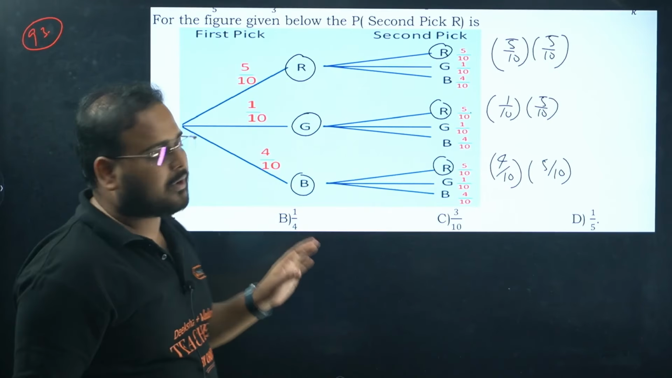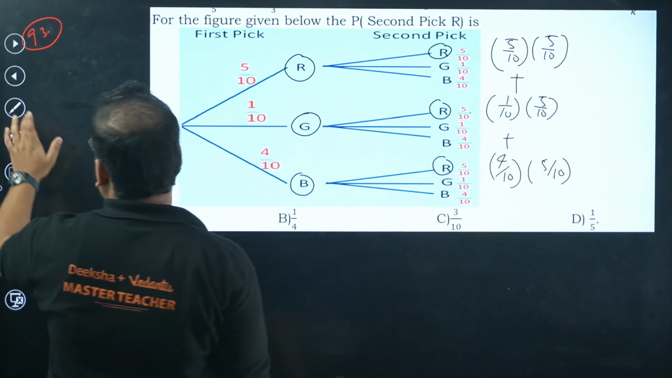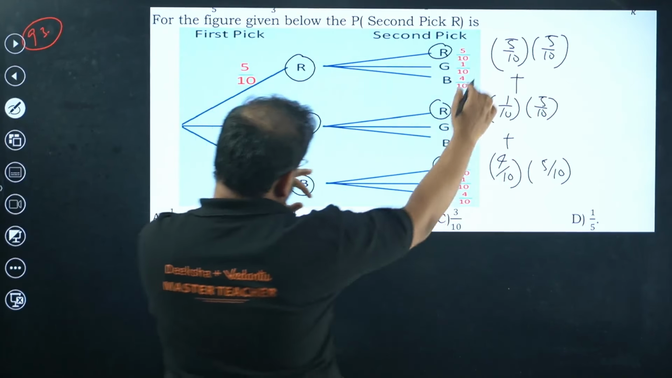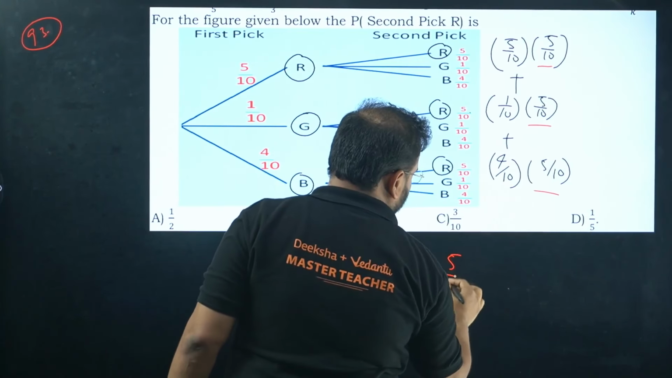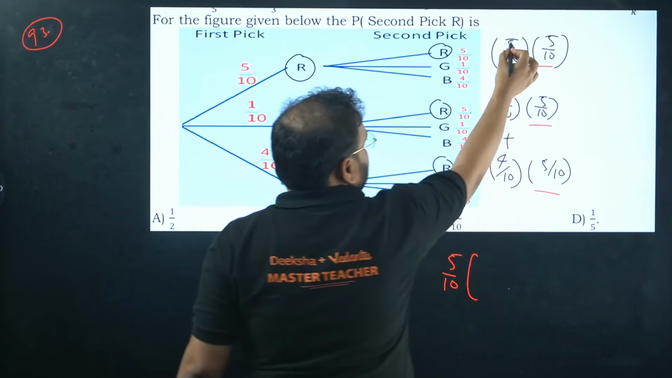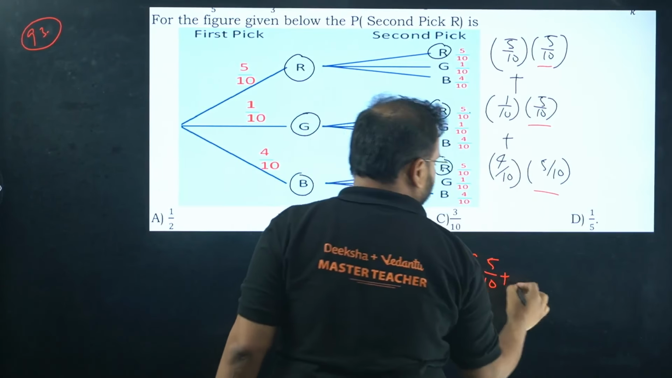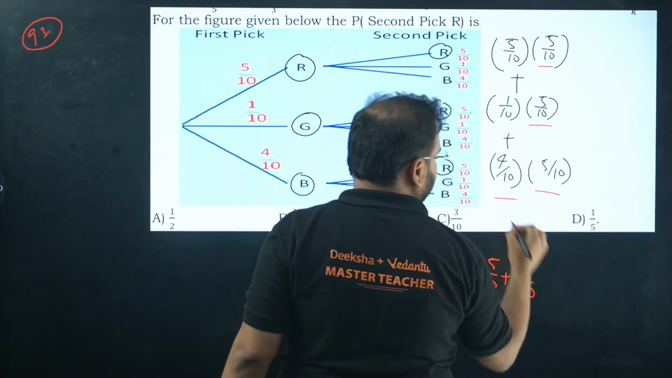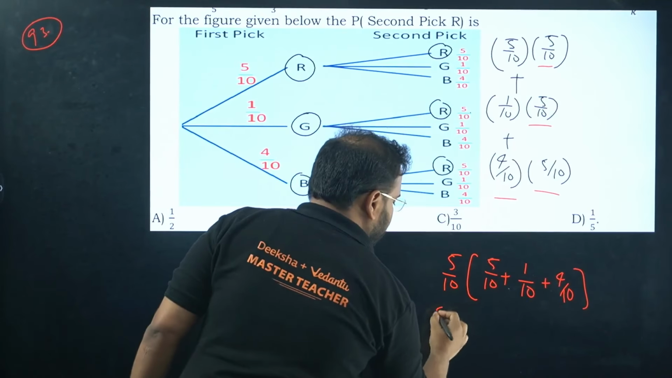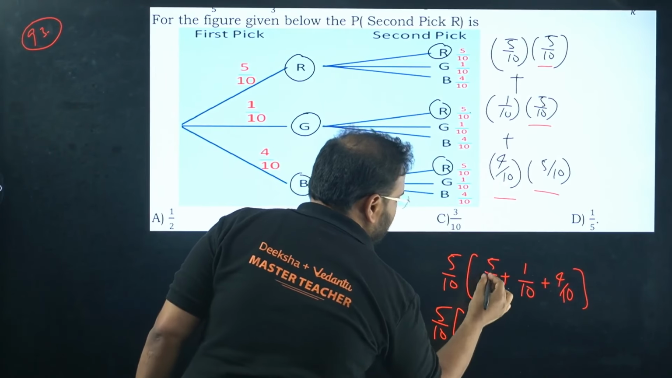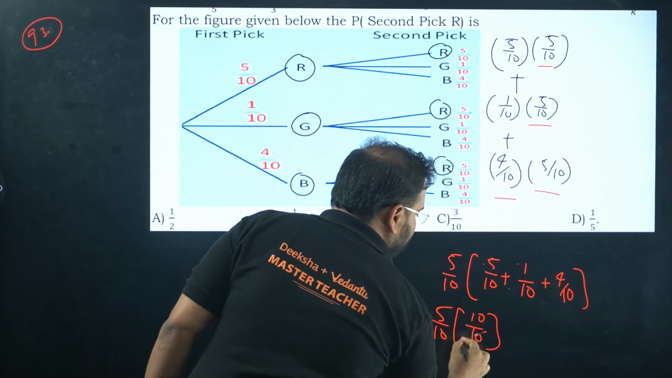Correct? Okay. Now we have to add all the three. Check. When you add all the three, you can see 5 by 10 is common. So take 5 by 10 common and then add it. First one has left as 5 by 10. Second one we have 1 by 10 left. And third one we have 4 by 10 left. Check carefully. 5 by 10 is as it is. And this is what, 5 plus 1 is 6 plus 4 is 10, so 10 by 10. Cancels.